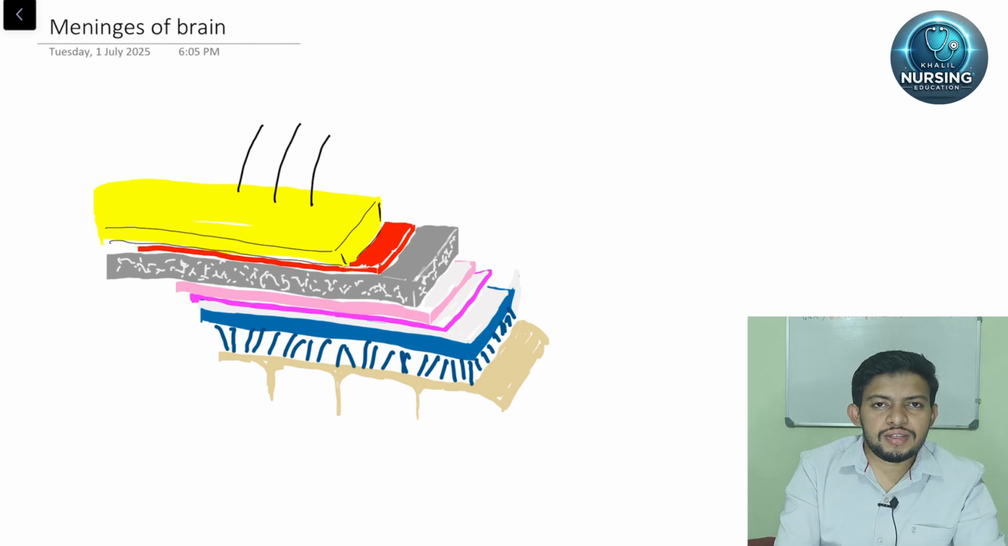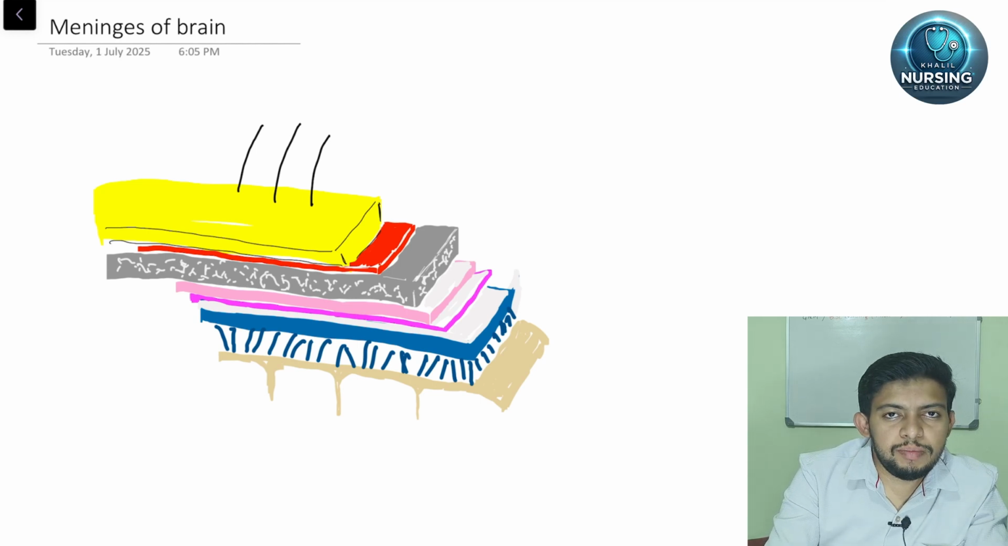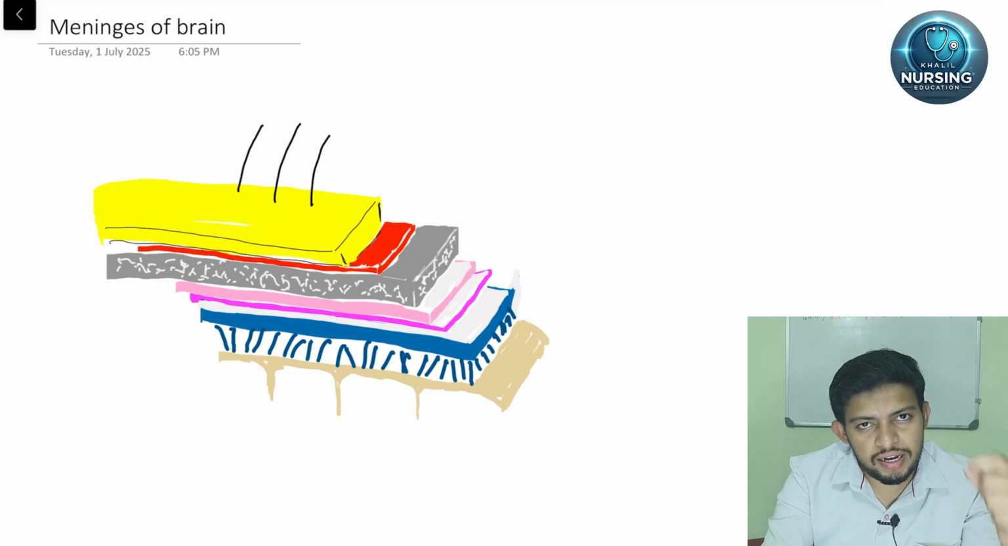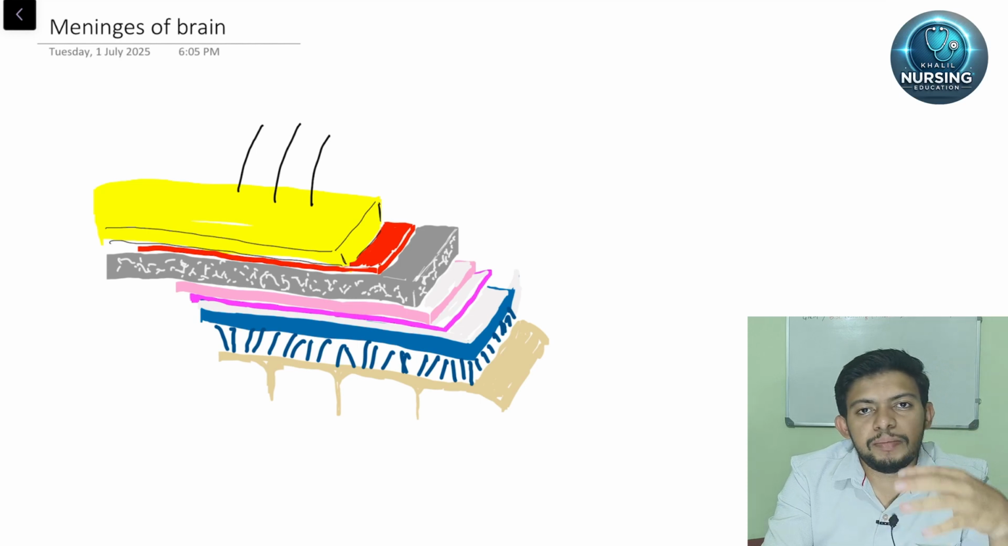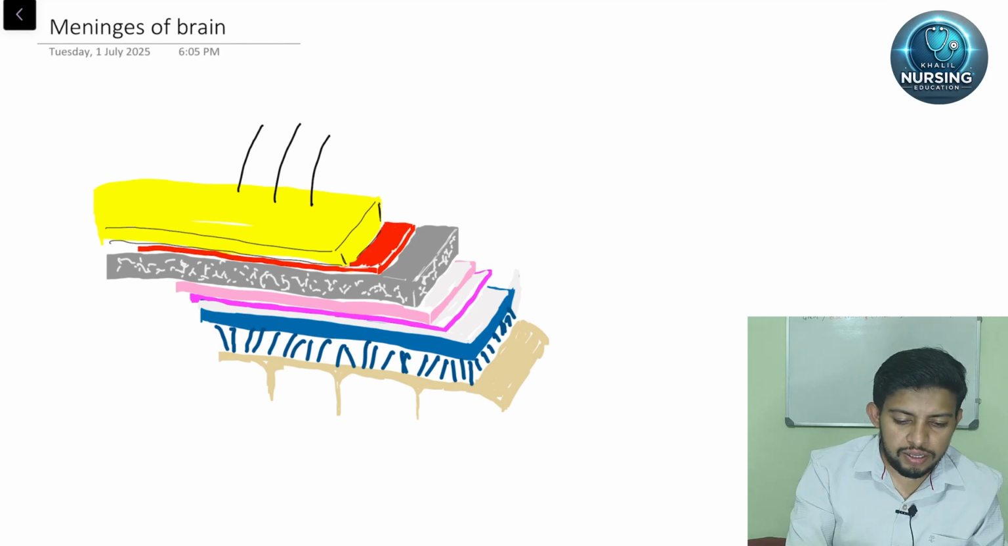In this video, we will discuss the layers of the brain. The layers of the brain are called the meninges. The outermost layer is called the dura mater. The middle layer is called the arachnoid mater, and the innermost layer, which is attached to the brain parenchyma, is called the pia mater. So one by one we will see.